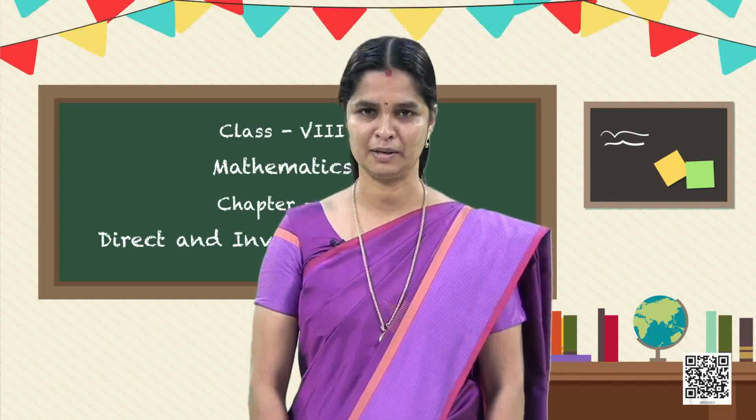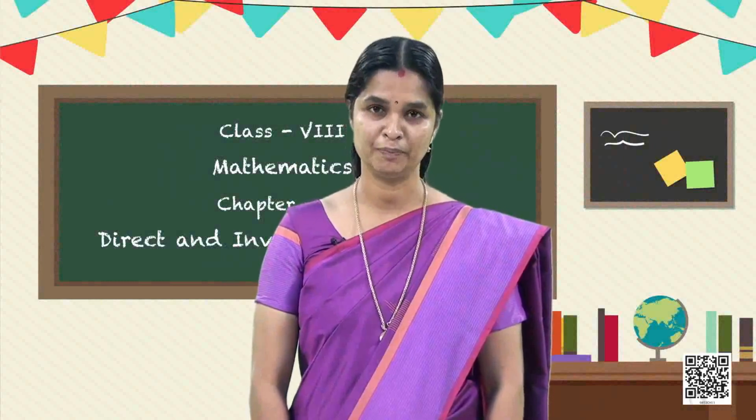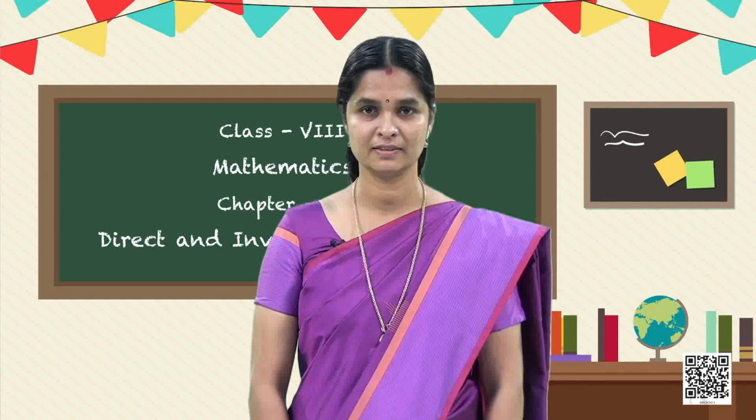Now observe this table. These are the quantities of various items needed to make tea for 2 persons. 300 ml of water, 2 spoons of sugar, 1 spoon of tea leaves and 50 ml of milk. Can he take the same quantities of these items to prepare tea for 5 persons?